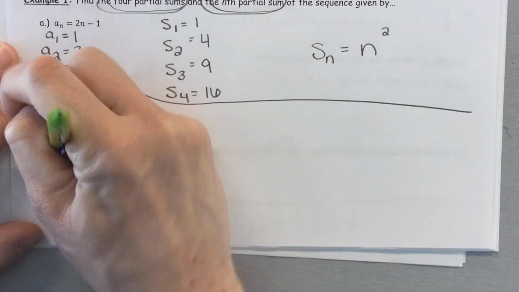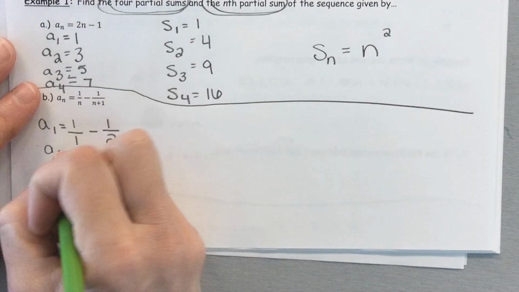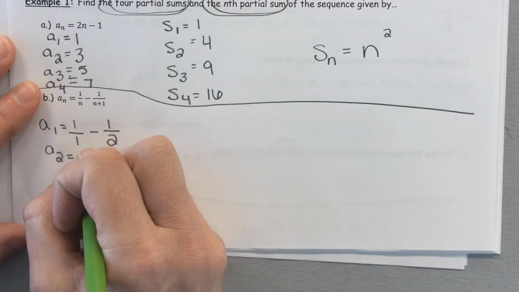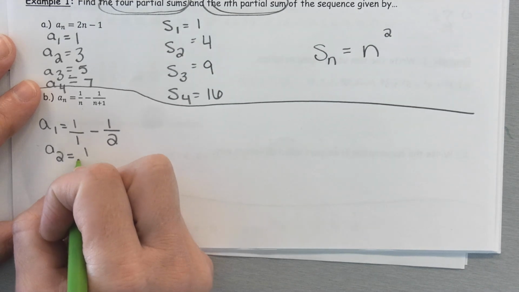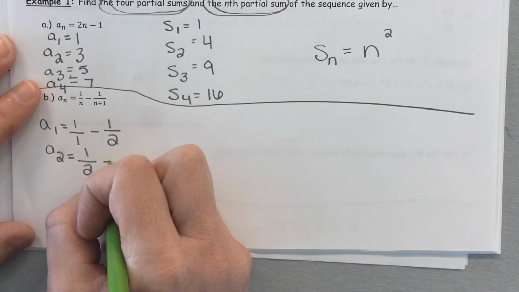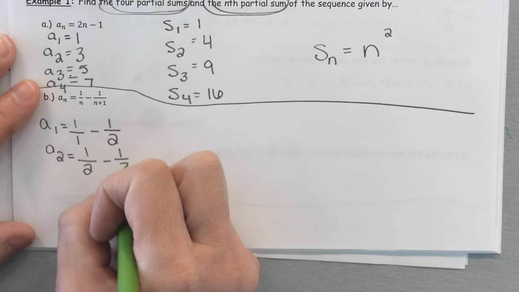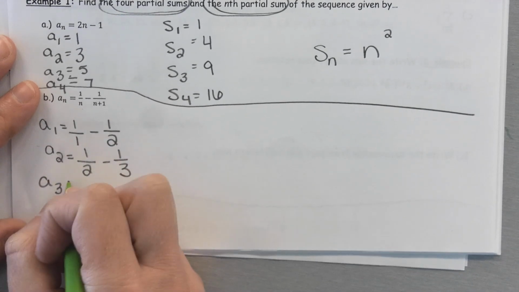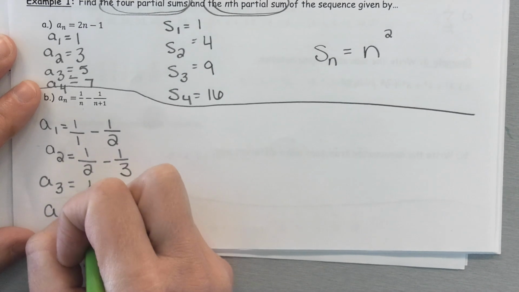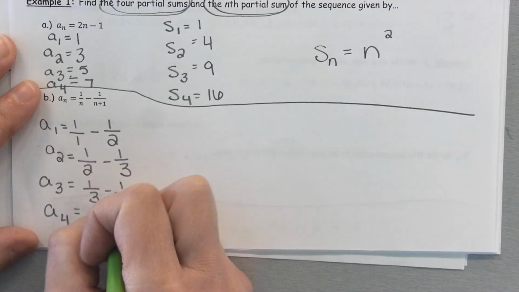Oops, I almost made it a 3. We don't want to jump to 3. This is going to be what? 1 over 2 minus 1 over 3. Okay, so find A3 and A4. I think you can without even plugging them in, right? Follow your pattern.